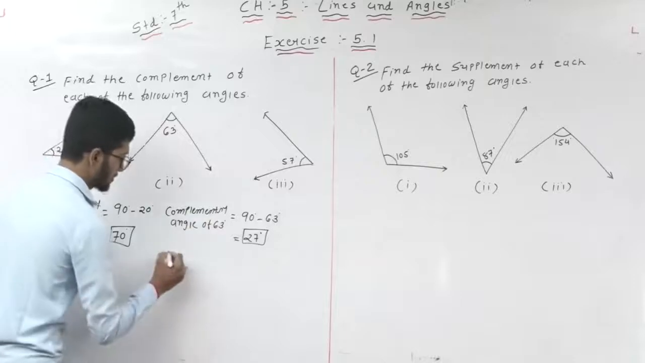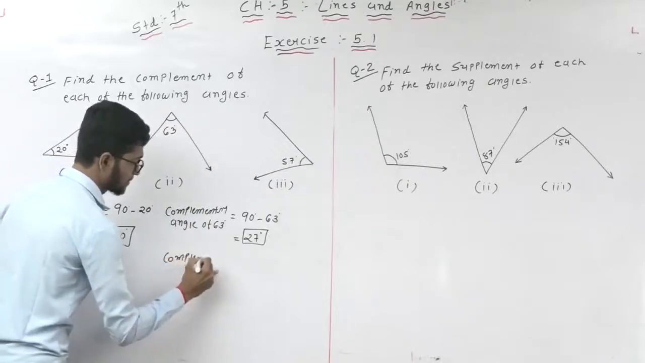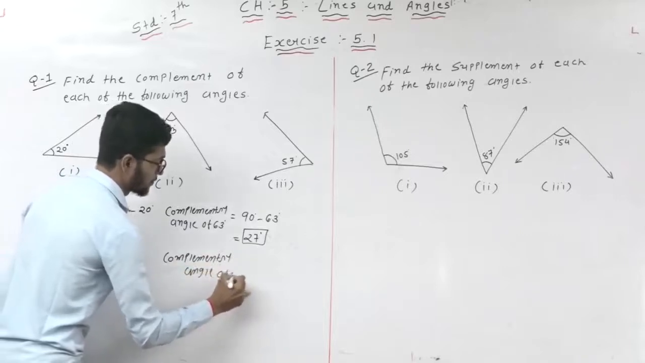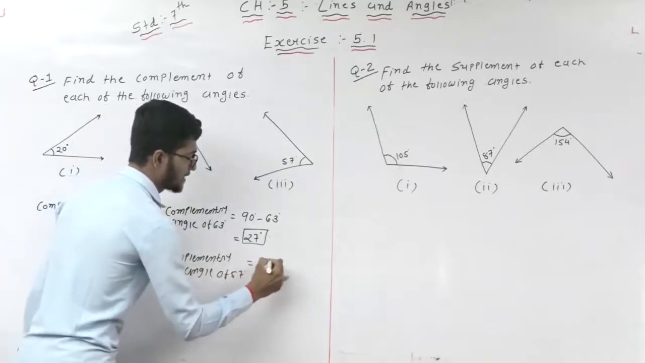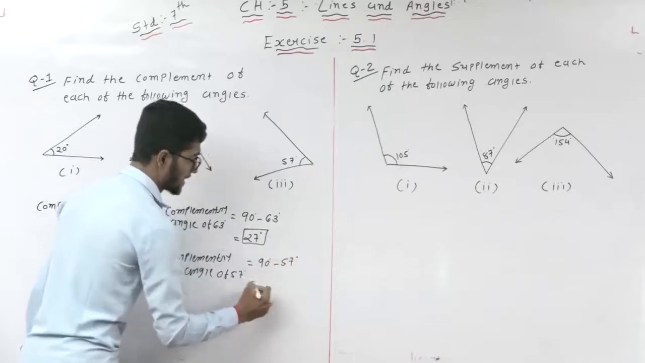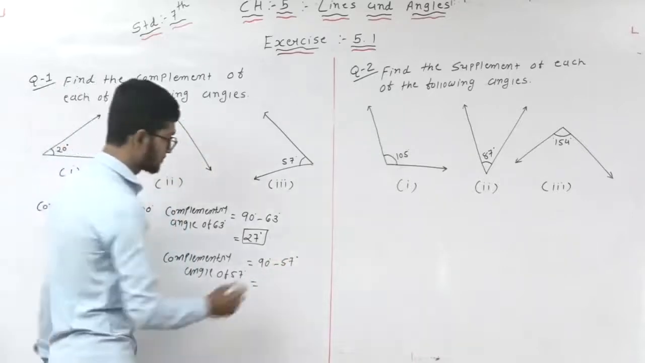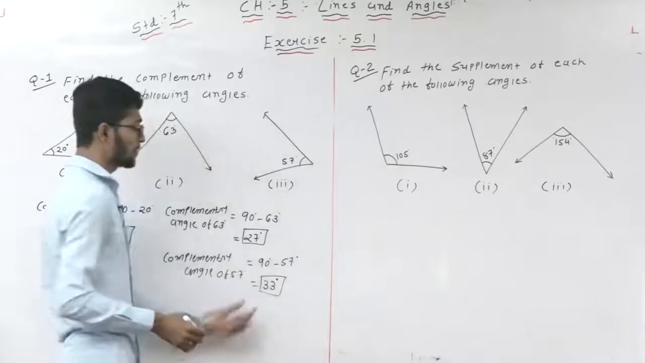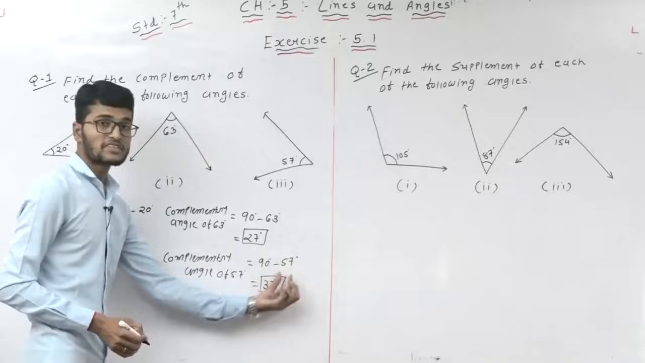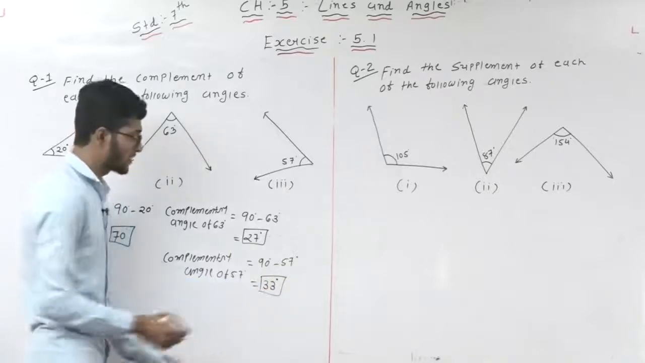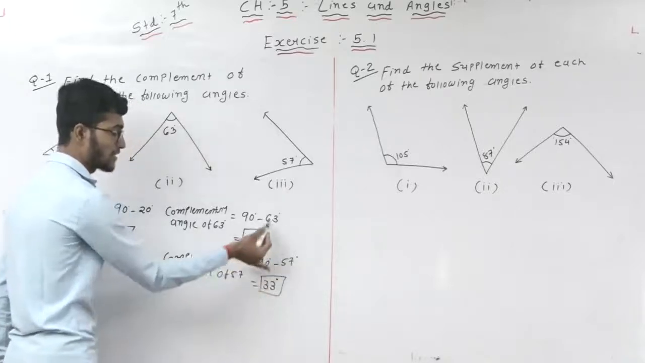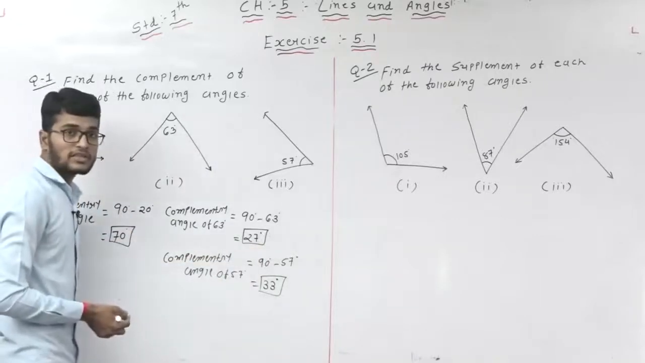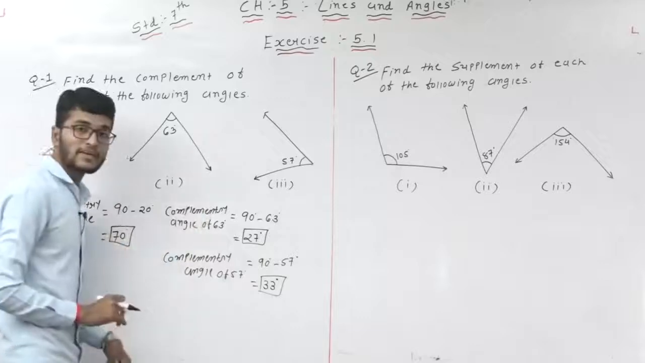Then after that, the same for the complementary angle of 57. So 90 degrees minus 57. Our answer is 33. So 33 is the complementary angle. 57 and 33, these 2 are complementary angles. Why? Because the addition of these 2 is equal to 90. Same for this, 70 and 20, these 2 angles add up to 90. So these are the complementary angle sums.